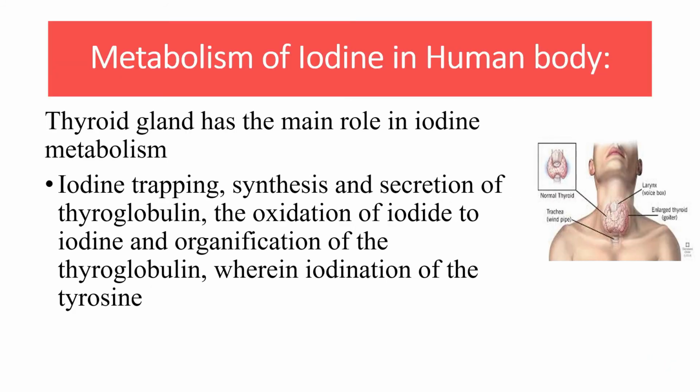Regarding metabolism of iodine in the human body, as we know, the thyroid gland has the major role in iodine metabolism. Upon trapping of iodide from the capillaries, there is synthesis and secretion of thyroglobulin, and there occurs oxidation of iodide to iodine there, and with the organification of iodine, wherein the iodine gets coupled with tyrosine to form various compounds of thyroid hormones.